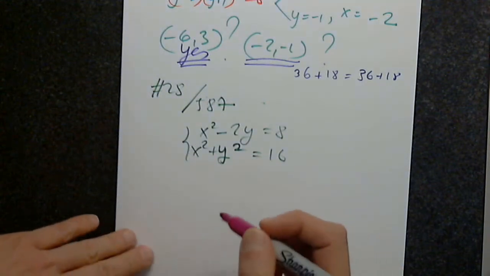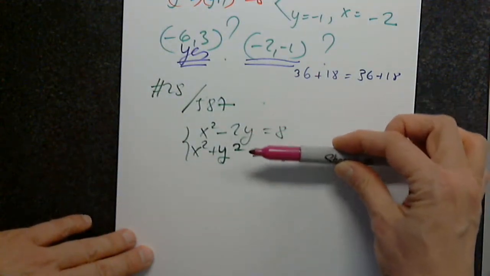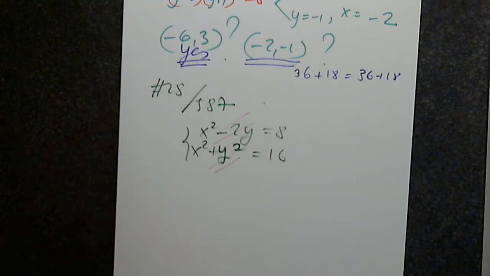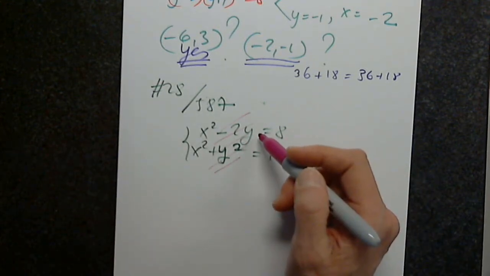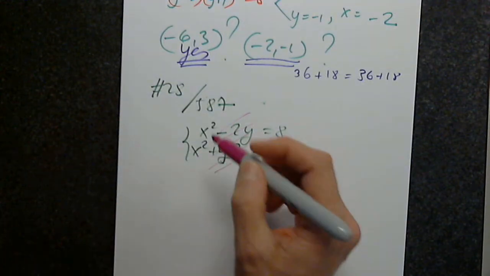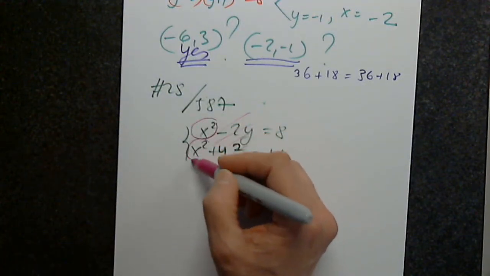But there is another option. If we multiply one of these two equations, I cannot eliminate y. I don't have the same variable. The top equation has y, but the bottom equation has y squared. I can't do anything. But I do see the same thing, x squared and x squared.